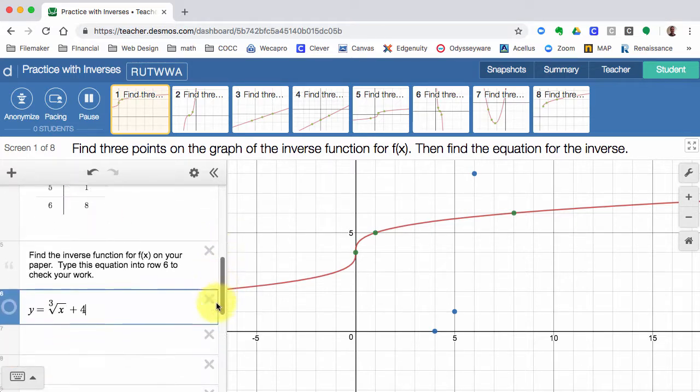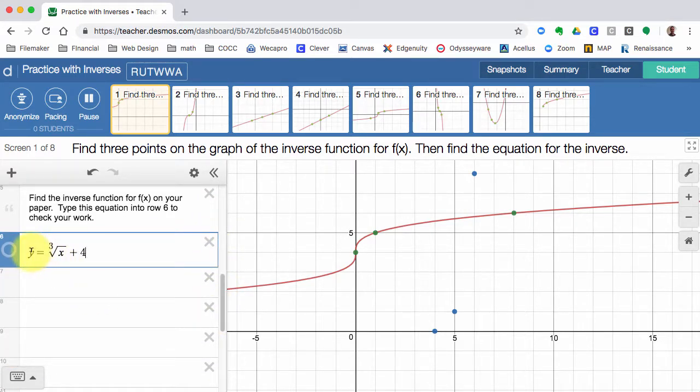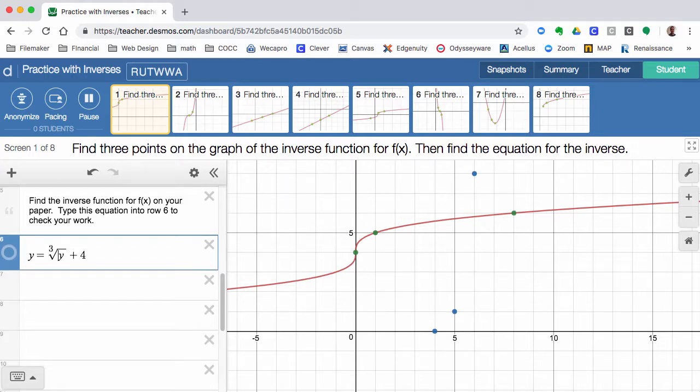So I find my function the same way. I take the original function, and the first thing I do is I switch x and y. So I'm going to make this, instead of the cube root of x, it's going to be the cube root of y. Instead of y equals, it's going to be x. So there, x and y are switched around. Now I still need to solve it for y and then put it into function notation form. So I got to do some algebra here.